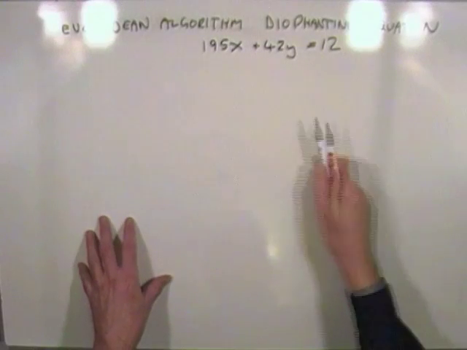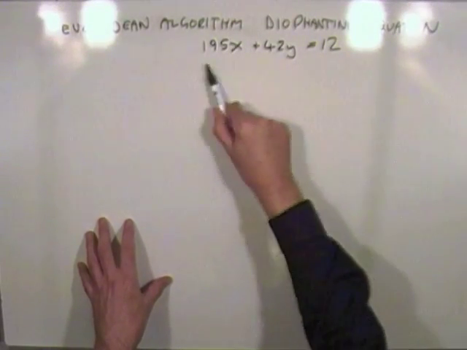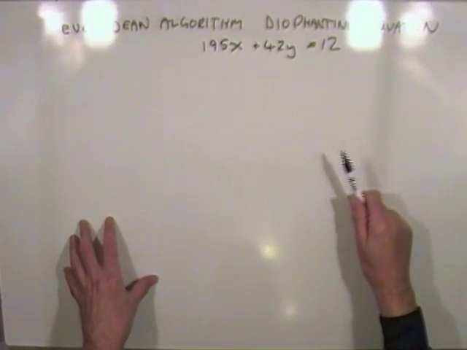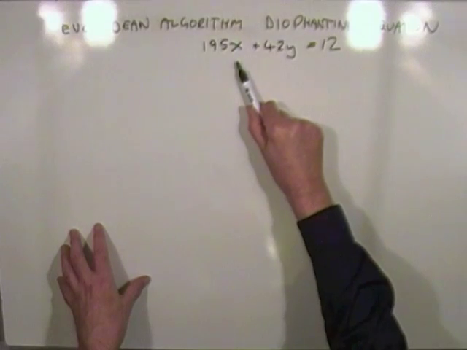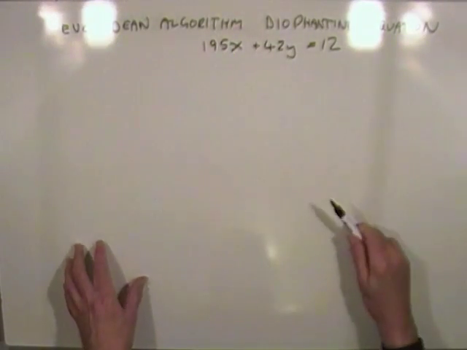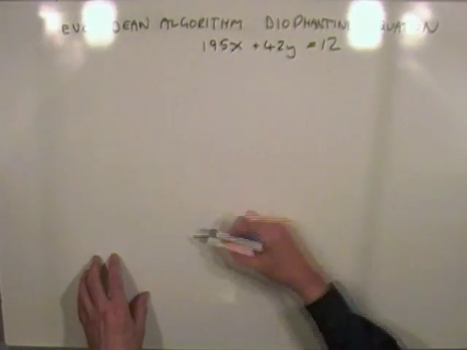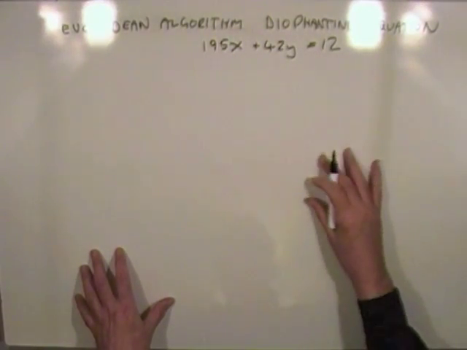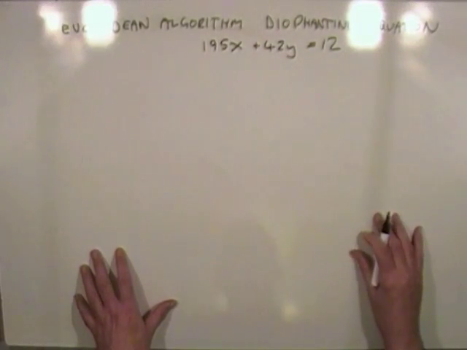As an exercise, finding the solutions to this equation as a Diophantine equation, which simply means finding values of x and y which are integers. Obviously it's a linear equation, and a linear equation is going to have an infinite set of solutions. But where are the integral solutions to it?